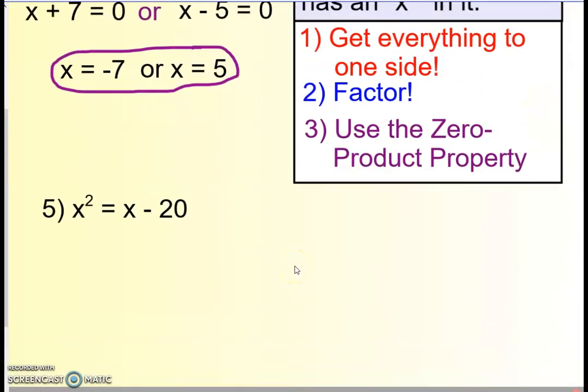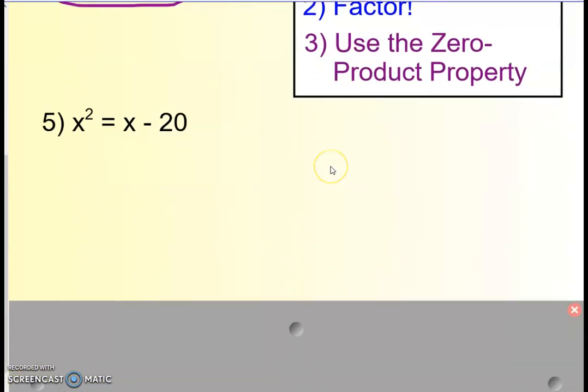I happen to have one right here. Okay, we have this three-step process. Step 1, get everything to one side. Now, here's a little hint. Whenever I factor, I like to keep my x squared term positive. So I'm going to move everything to the left-hand side. So I'm going to subtract an x, I'm going to add a 20, and I get that.